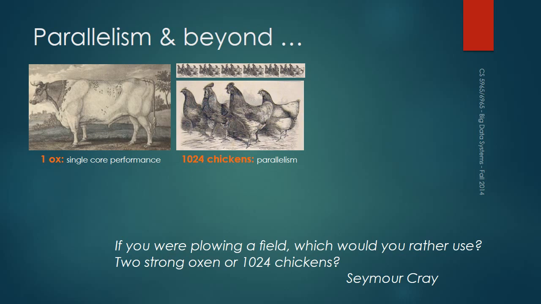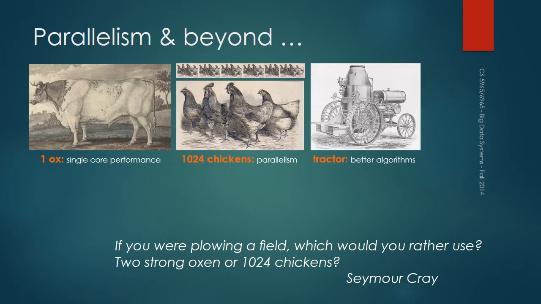But is that the only solution we have? If you want to, let's say in this case, plow with an ox, I'm going to give a counter argument here to Seymour Cray, mainly because he goes with this example, is that you can actually do better, which is that you develop better algorithms, things which are not constrained by the same aspects. In this case, you build a tractor, you come up with a tractor. It's a different way of doing things. And fundamentally, that's what you're going to see.